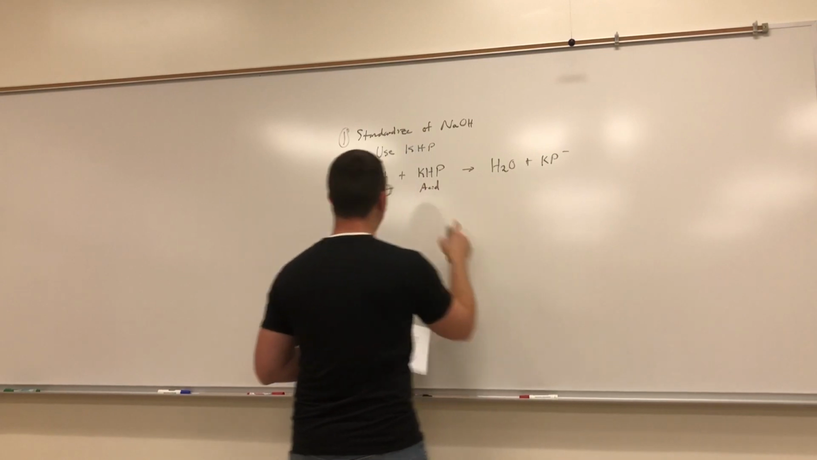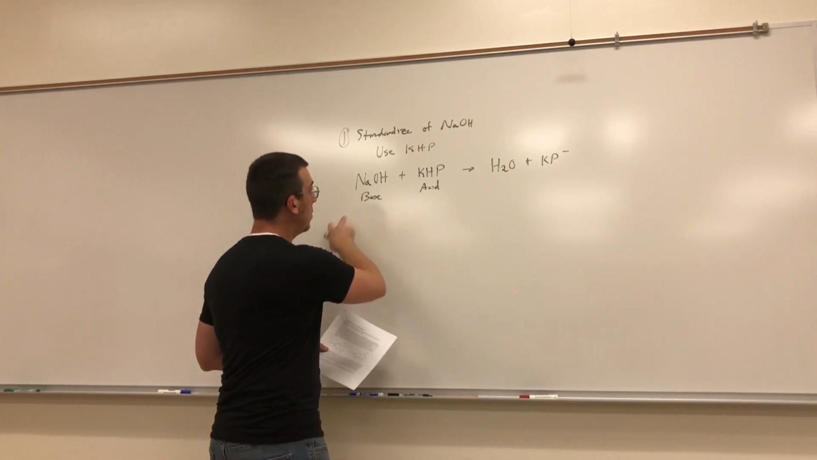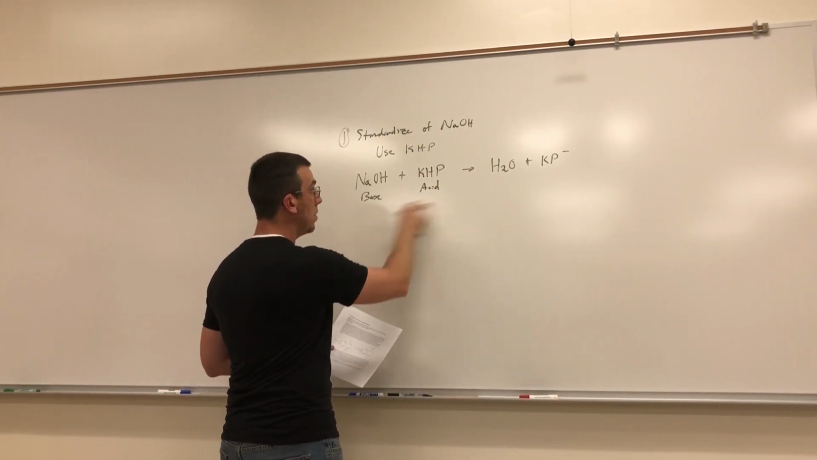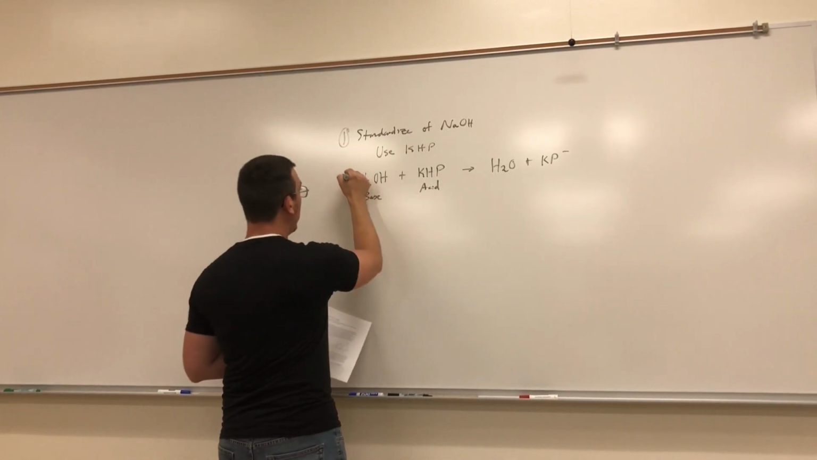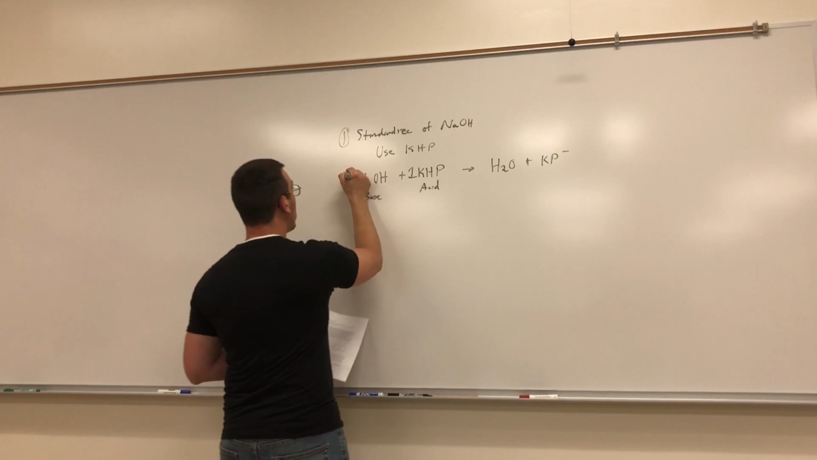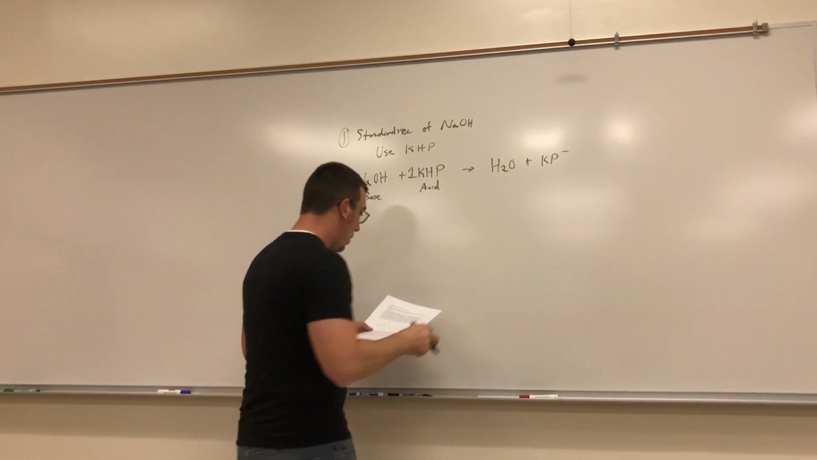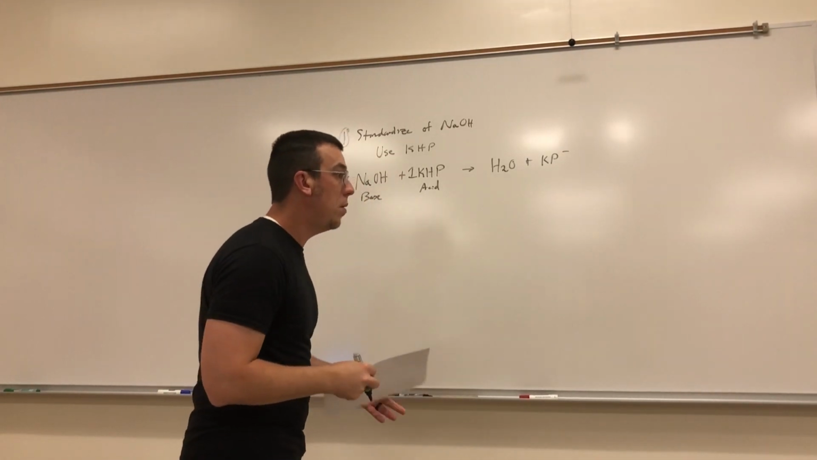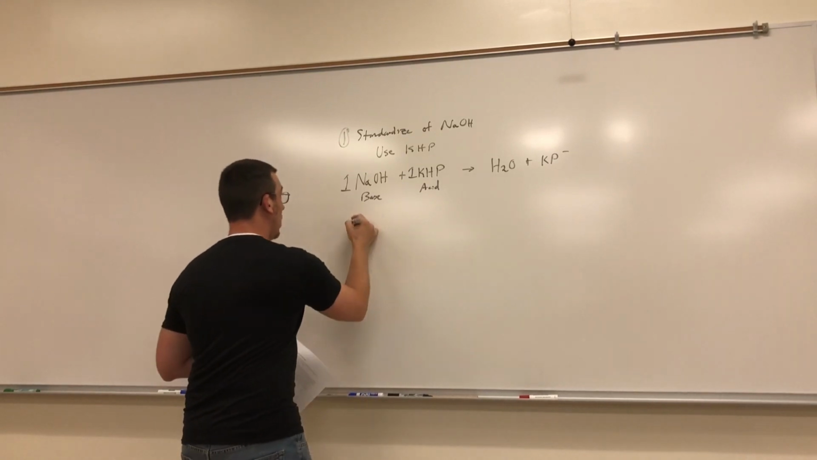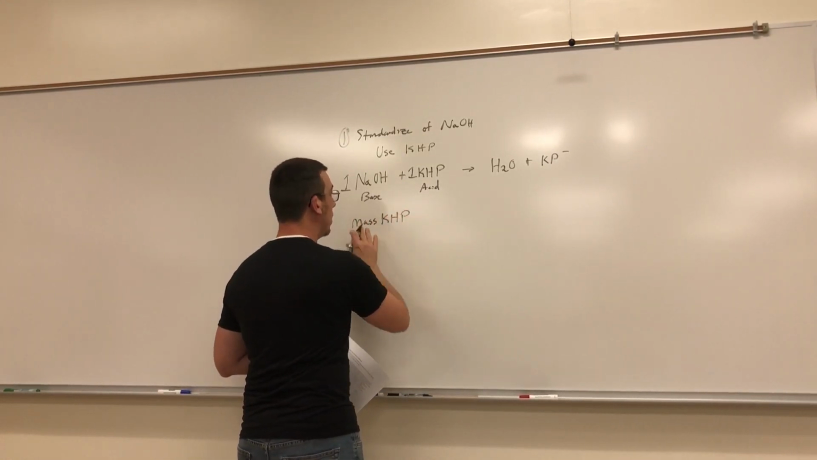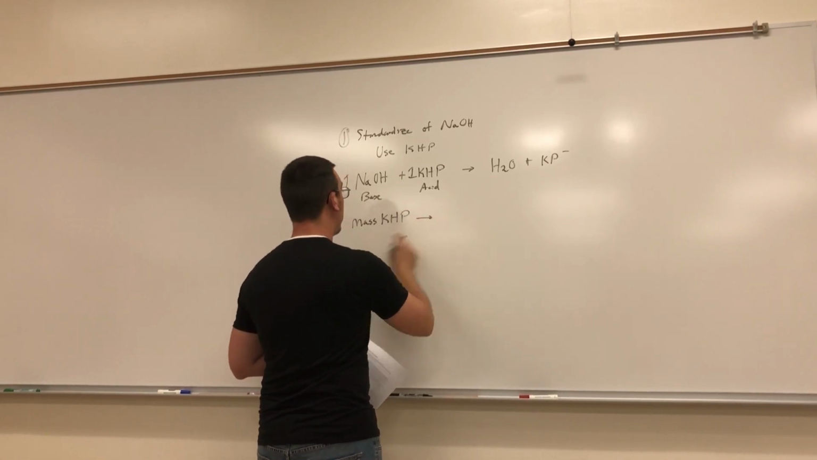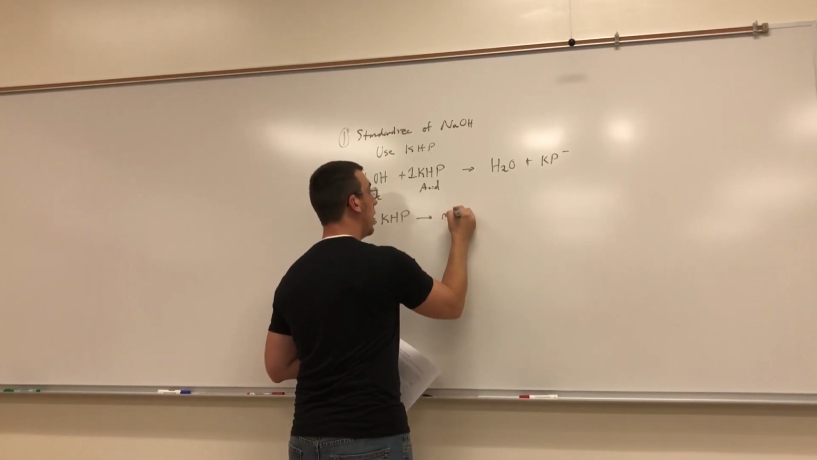So now what you're going to use here is the molar ratio. Now this equation is already balanced. It's 1 to 1 to 1 to 1. But what's important here is that we need to understand the reactants part. All right, so now what you're going to use is you're going to know the mass of the KHP. And so what you're going to do is take the mass of KHP and convert that into moles of KHP.